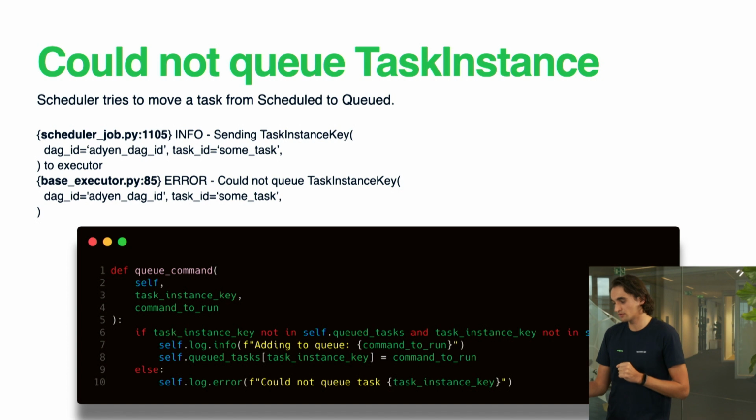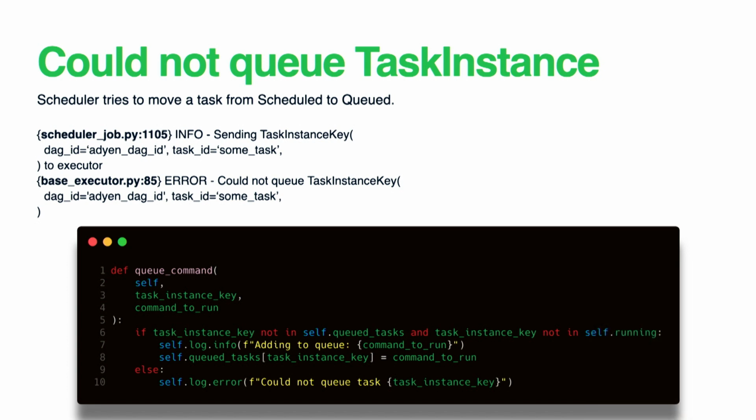So on line 1 to 5, it defines the function to queue a task. So we get a task instance key and a command to run if we can queue it. First of all, on line 6, it checks whether the task is already queued or whether it's already running. And if it's not queued and not running, only then we're going to actually queue it. If it is already either of the two, it says that we couldn't queue the task because it's already queued or already running. And that is the behavior that we were seeing.